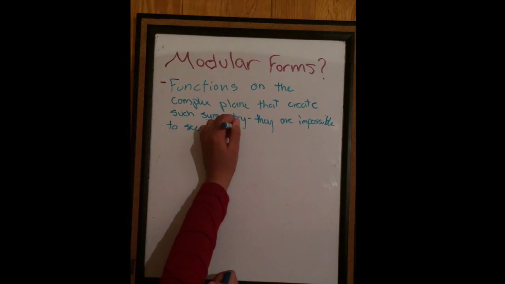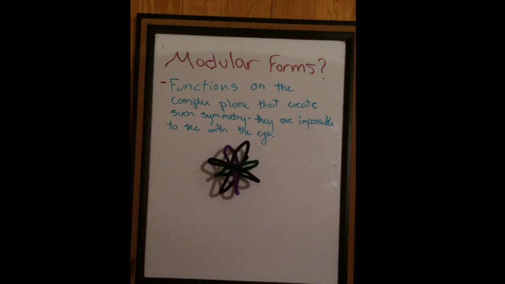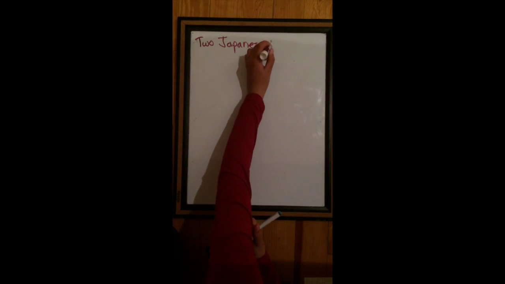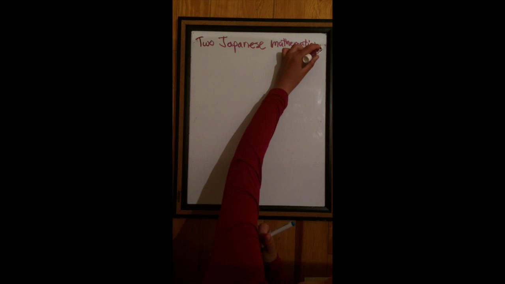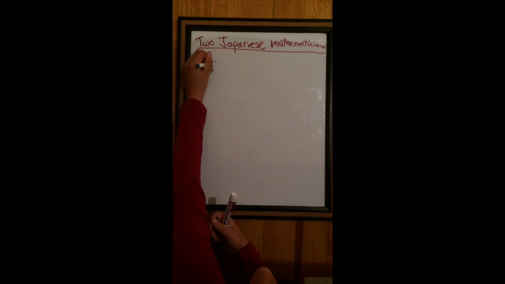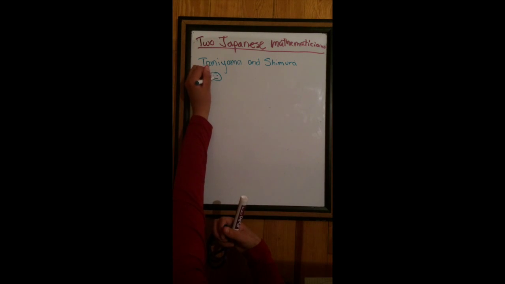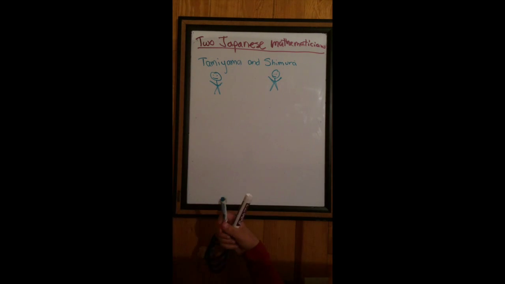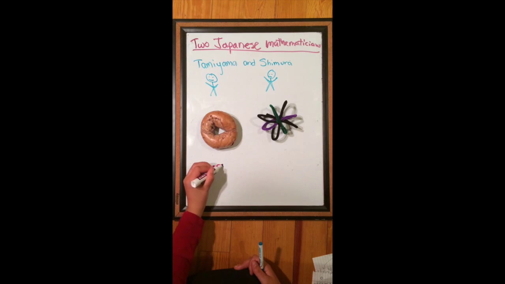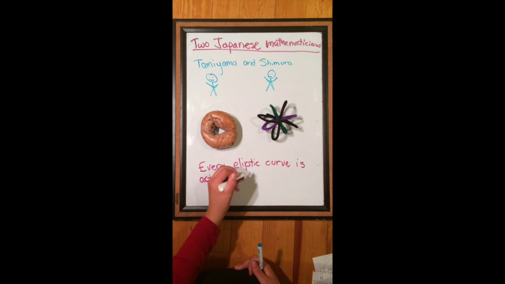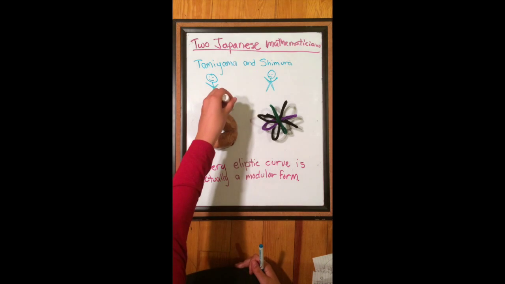Here is my representation of a modular form. Getting back to the two Japanese mathematicians. Their names were Taniyama and Shimura, and they came up with a conjecture together. They said that every elliptic curve is actually a modular form. This became known as the Taniyama-Shimura conjecture.